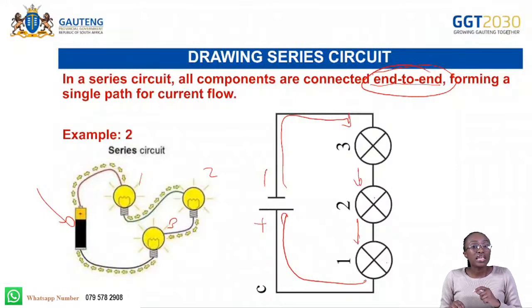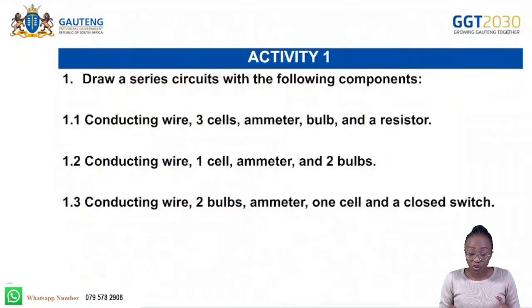Now, let's see if you can draw this series circuit. So we already know how to draw different symbols of different components. Now we know that components in a series circuit are connected end to end. So let's draw these series circuits using symbols.